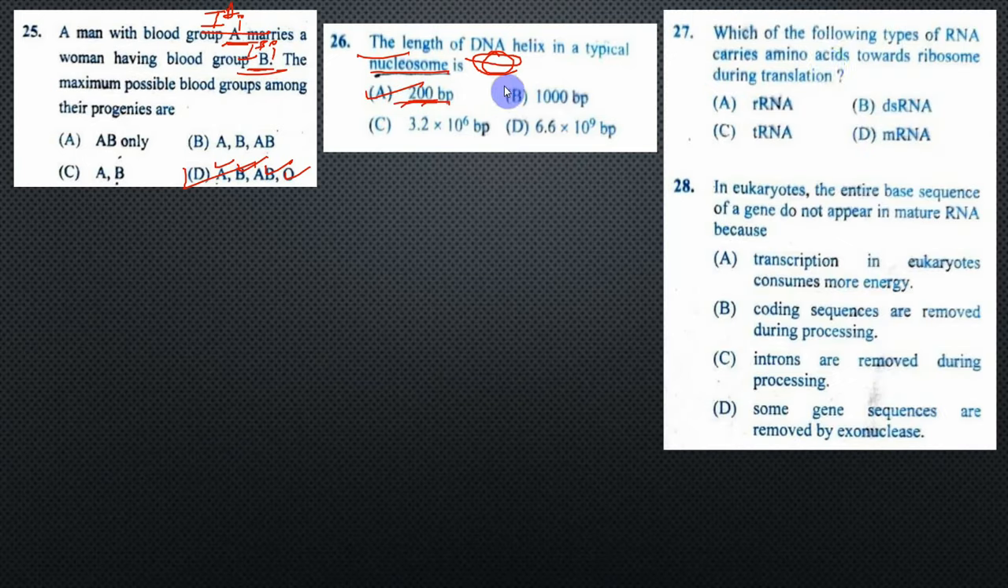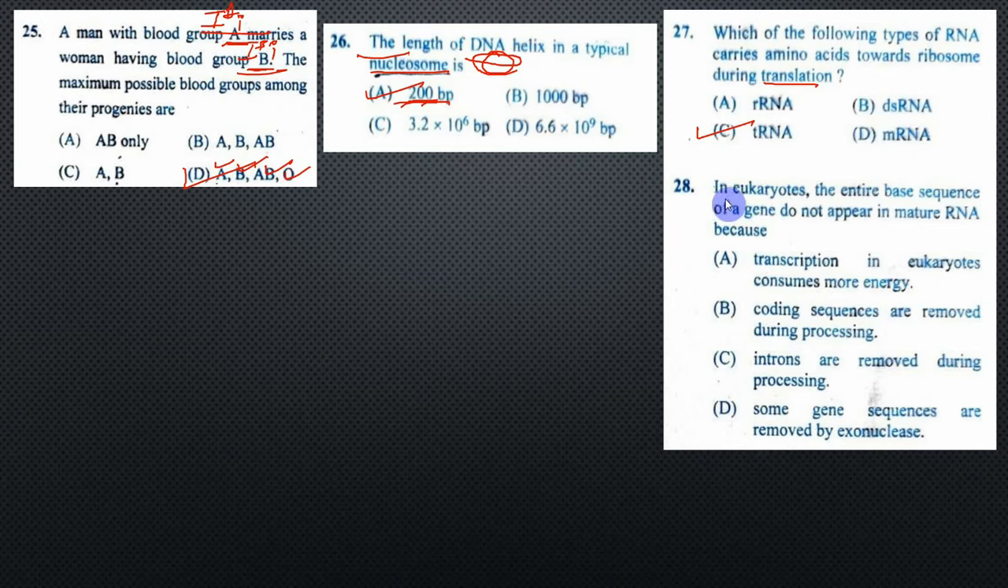Now moving on to question 27. Which of the following types of RNA carries the amino acids towards the ribosome during the translation process? A is rRNA, B is dsRNA, C is tRNA, and D is mRNA. tRNA is mainly associated with carrying the right amino acids to the ribosome during translation. So option C is the right answer.